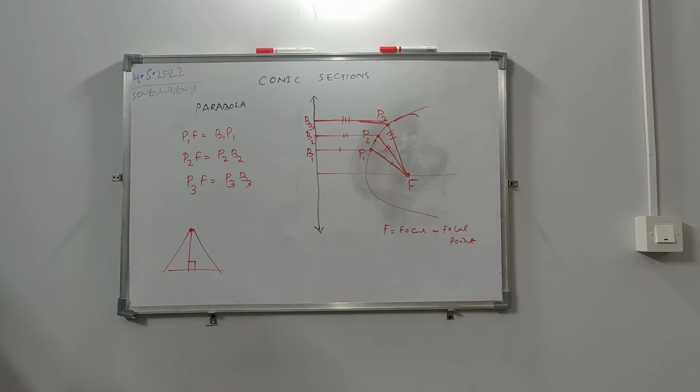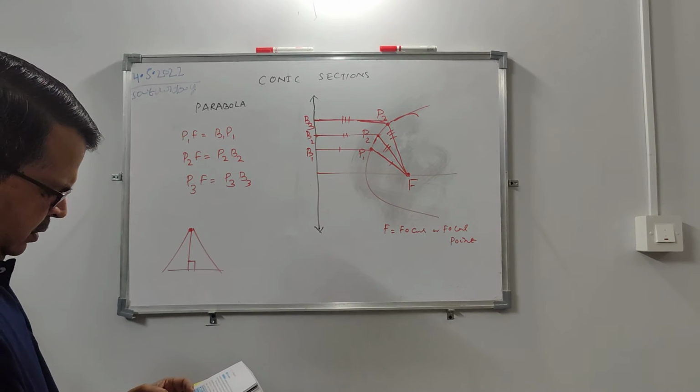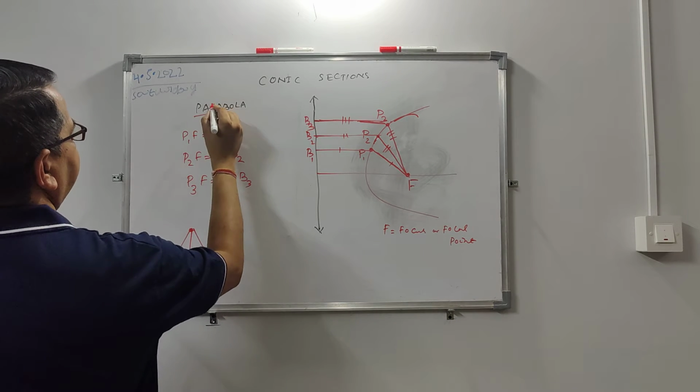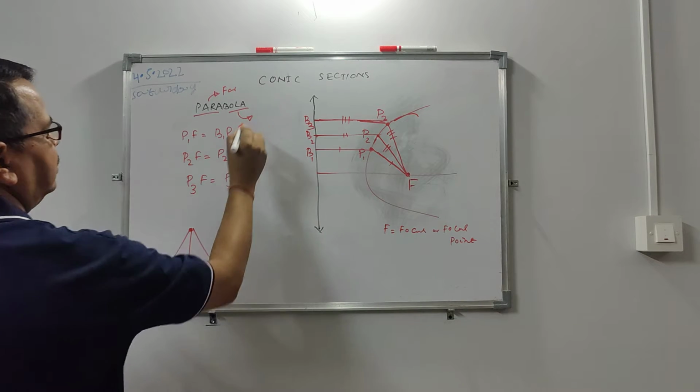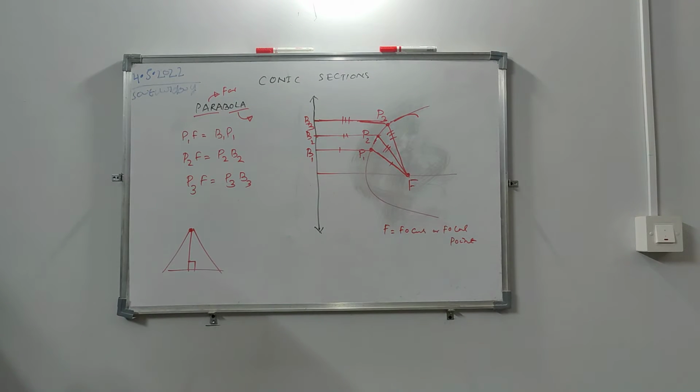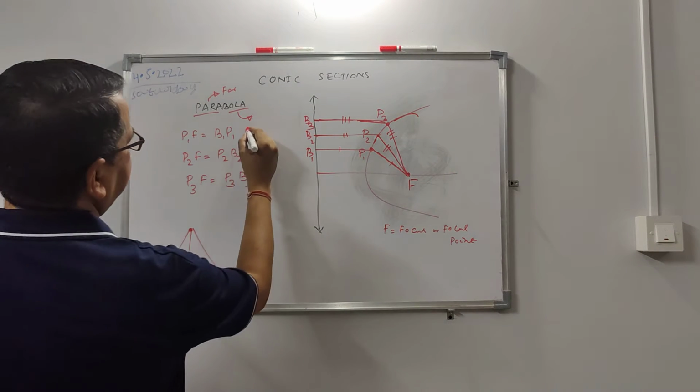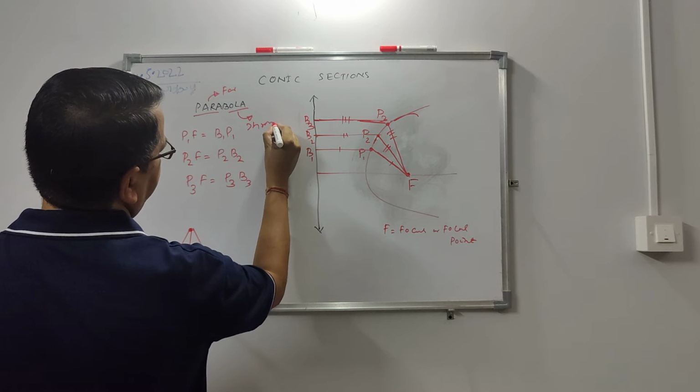Okay. What is the literal meaning of parabola? Okay. So para means for. Para means for. Bola means throw. Bola means throwing. Throwing.